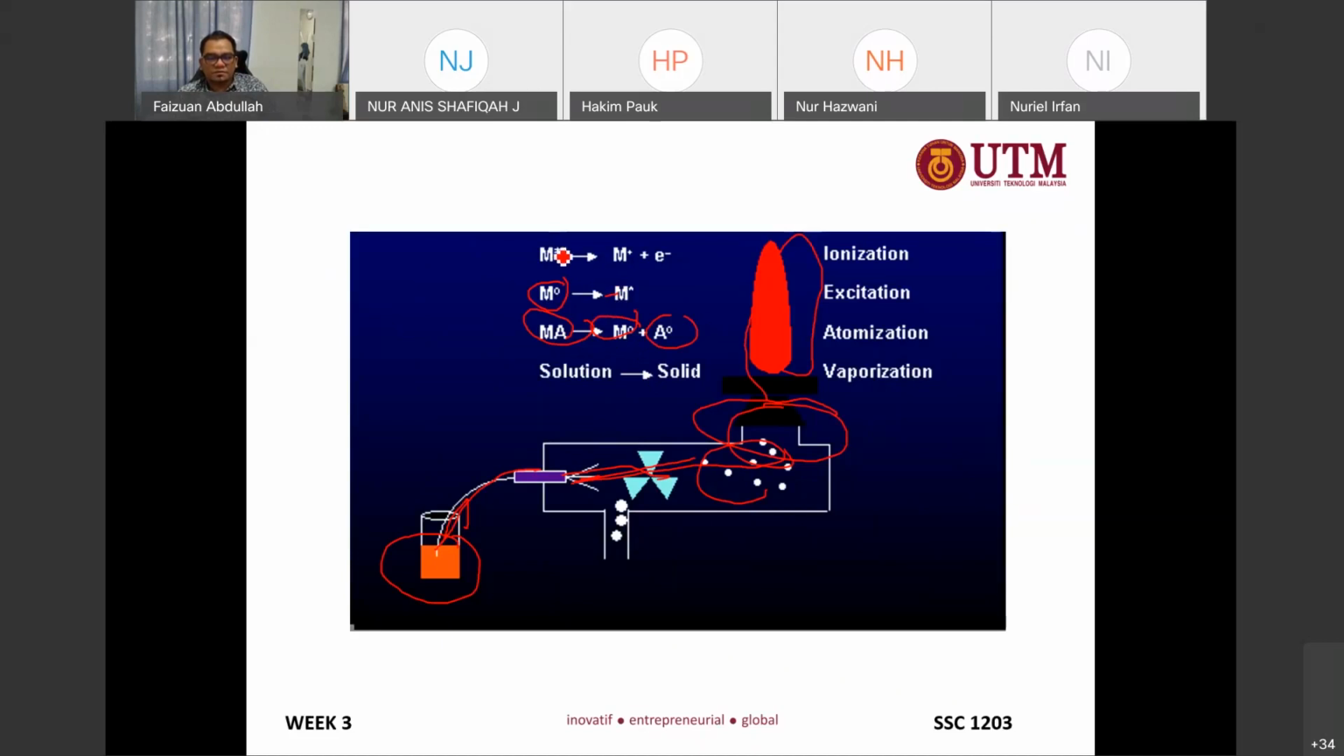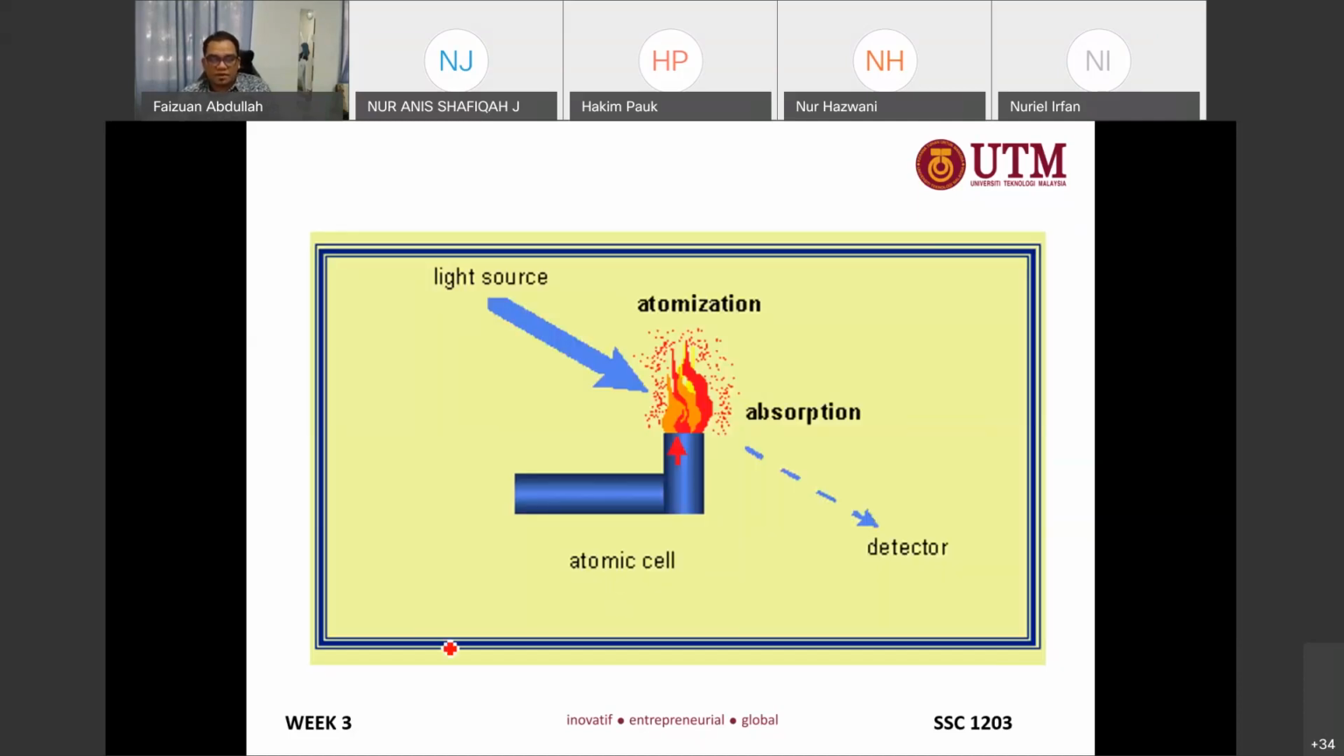And then the excited state of the atoms, lastly, if it absorbs a lot more energy, it will become M plus. So it will release an electron. So this is the concept of the atomizer. This is the basic concept of our AAS that you need to know.